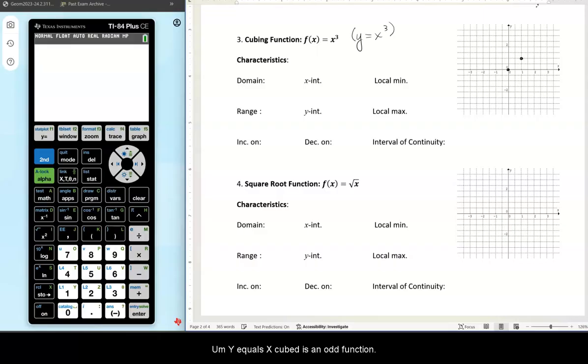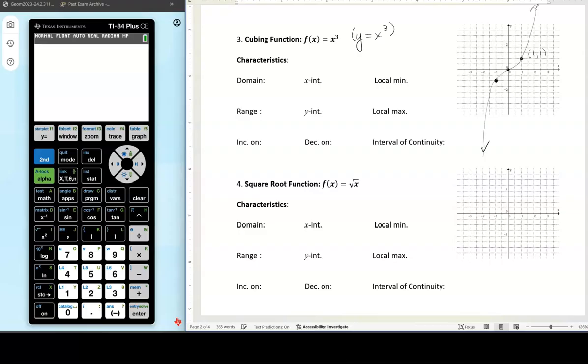y equals x cubed is an odd function. So that means it's symmetrical with respect to the origin. And that means that this point of (1, 1) could be traced back through the origin to the point (-1, -1). Or you could simply say -1 cubed is -1. -2 cubed is way down here. -2 cubed is -8, way down there. And we end up with a graph that looks somewhat like this. Okay, and it's symmetrical with respect to the origin.